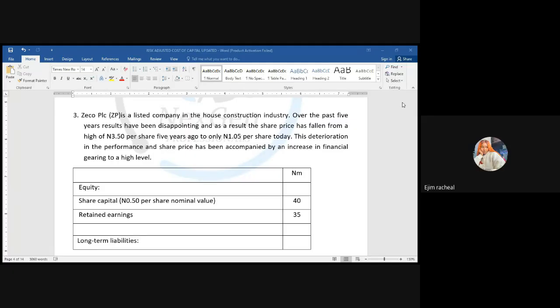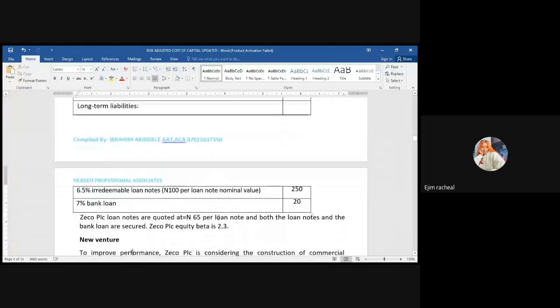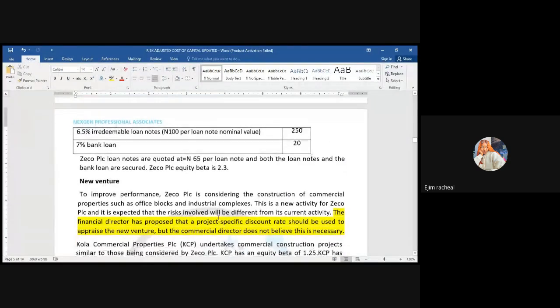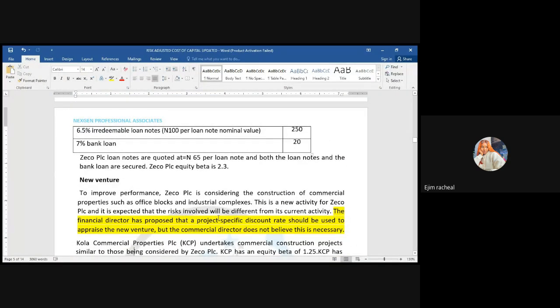Okay, we spoke about specific cost of capital where we talked about the asset beta and the equity beta, where we said asset beta measures the business risk of a firm, while equity beta measures the business and financial risk of a firm.